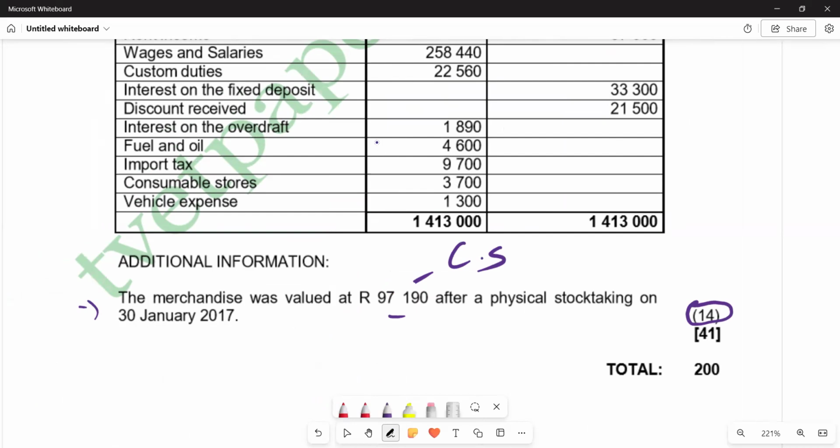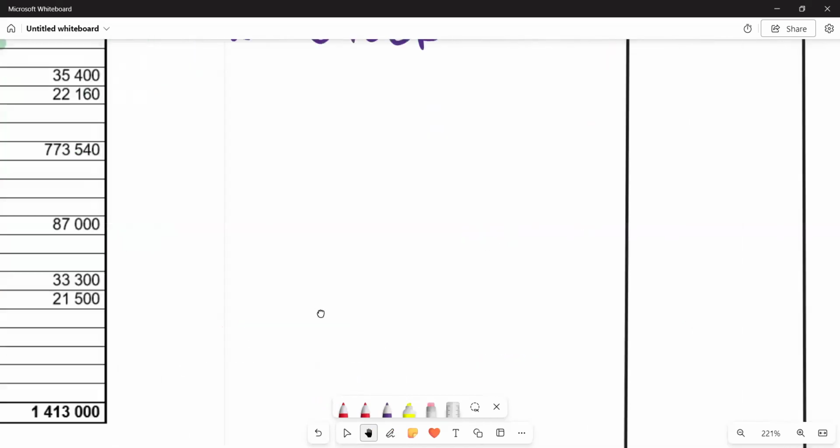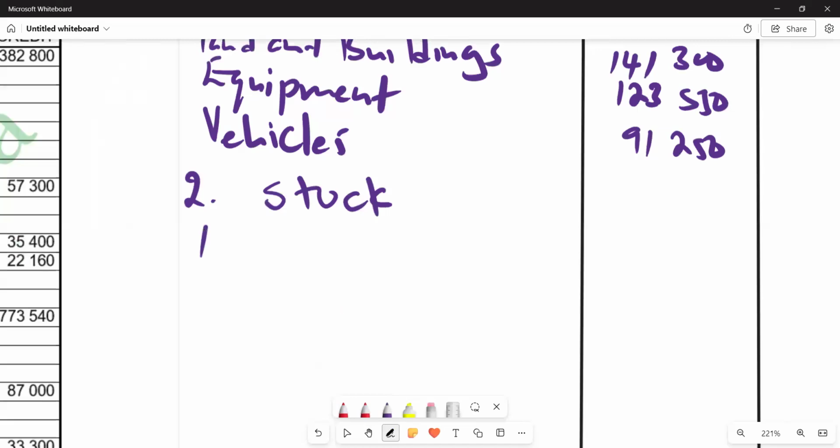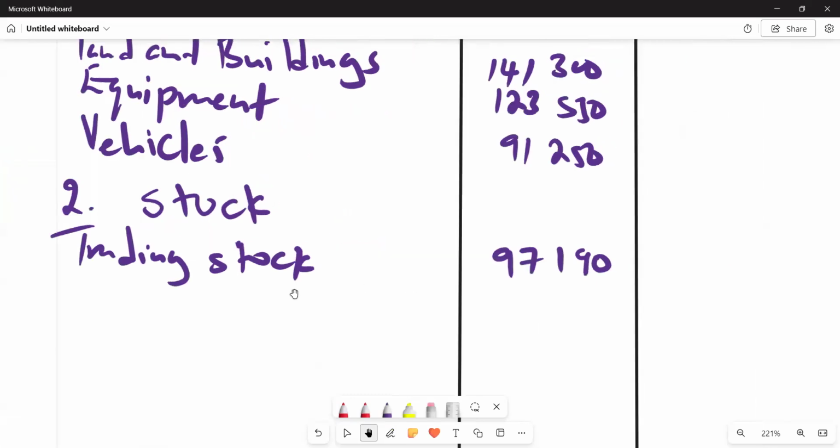So we take this 97,190 as our figure for stock. And this is our trading stock. So we come here and we give a description of our trading stock. And the amount that we have for trading stock is 97,190. So this is the same figure that is going to come as total for stock, because we are only having trading stock as part of stock.